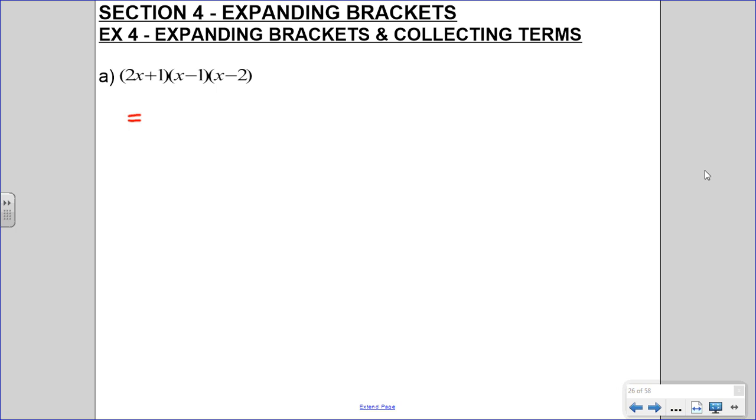So first things first, I'm going to leave that 2x plus 1 to the left, and I'm going to times x minus 1 times x minus 2. So how do we do that? I was always taught the fish thing. So first, x times x is x squared, minus 2 times x, so that's all dealt with, done. And then you've got minus 1 times x, so that's minus x, and then minus 1 times minus 2 is plus 2.